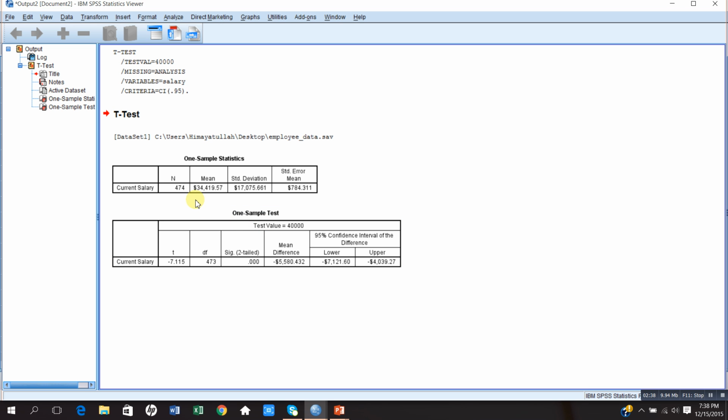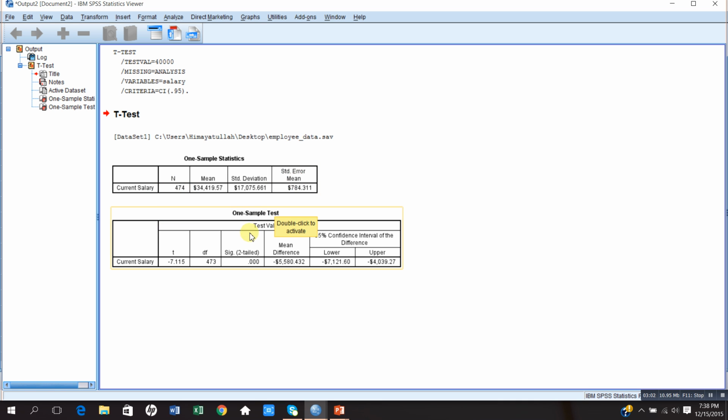The first table here shows current salary. This is the number of observations. This is the average of the current salary, which is 34,420. This is the standard deviation. This is the standard error of the mean, and standard error of the mean is equal to the standard deviation divided by n under root. If you divide this value by 474 under root, then you will get this value.